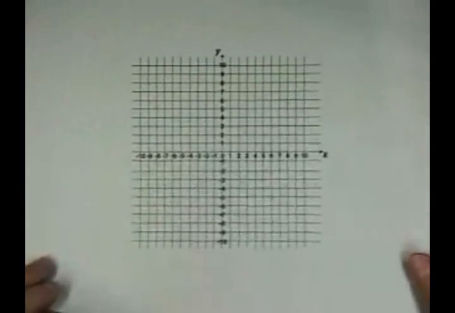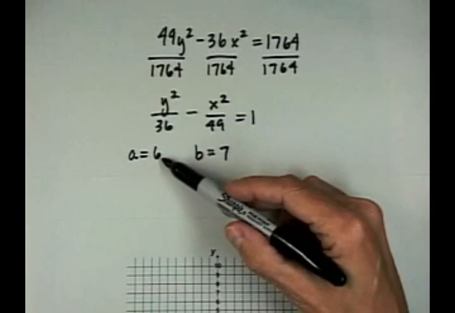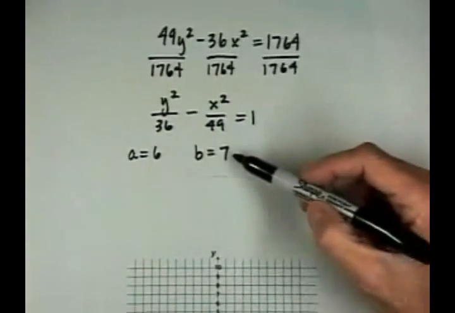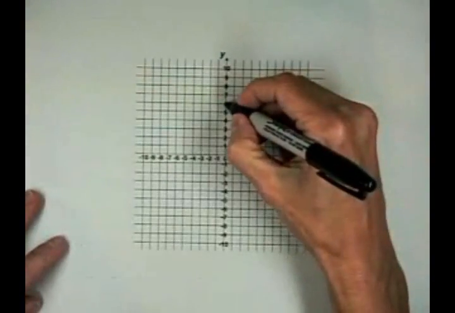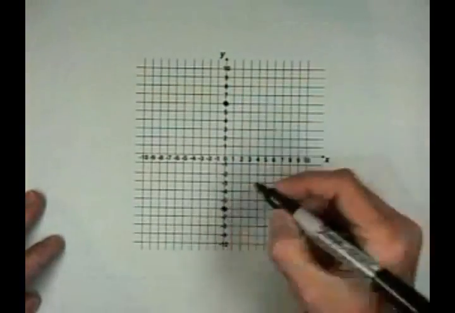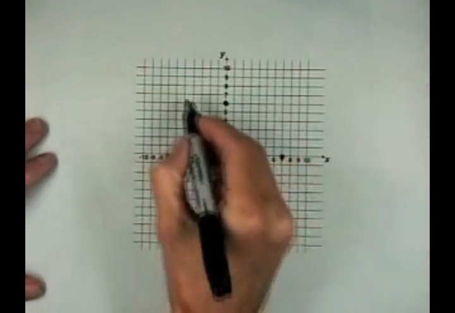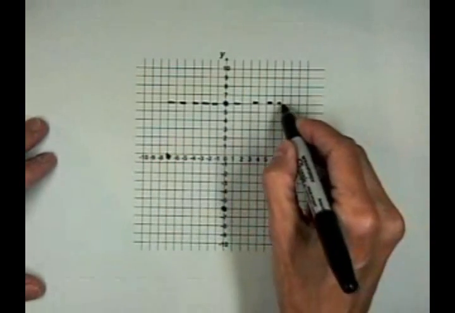Because it has a vertical axis, we're going to count a units up and down from the origin, and 7 units, I said a, I meant 6, and 7 units left and right. Counting 6 up and 6 down, 7 left and 7 right, I'm going to draw a rectangle with these points as the boundaries.